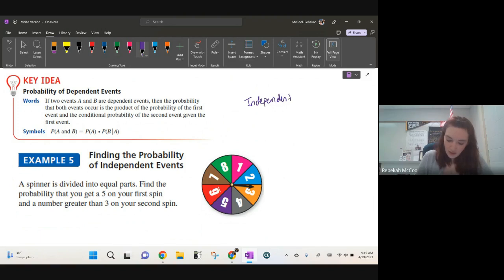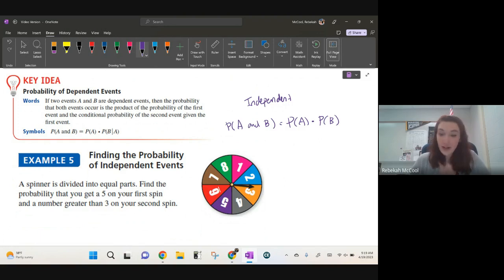Independent, where the probability of A and B, lowercase, we said was their individual probabilities multiplied together. So you first need to determine whether your events are independent or dependent, and then you use one of these two rules to find your probability.